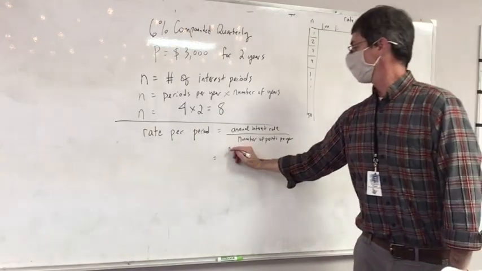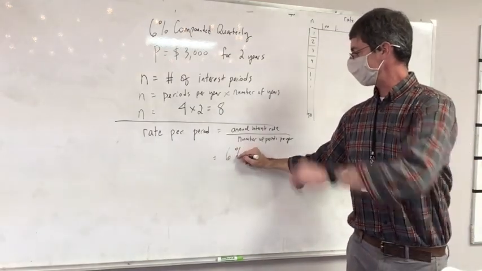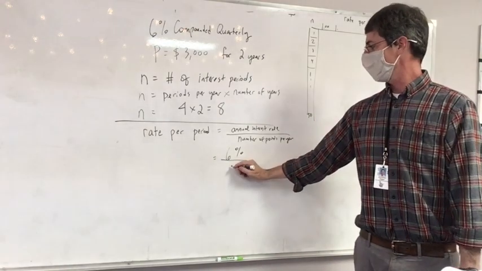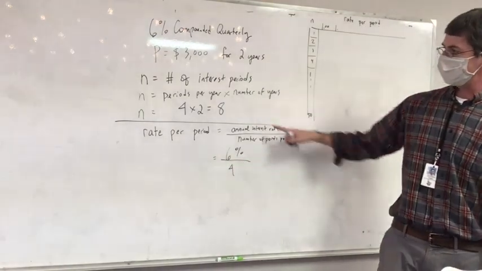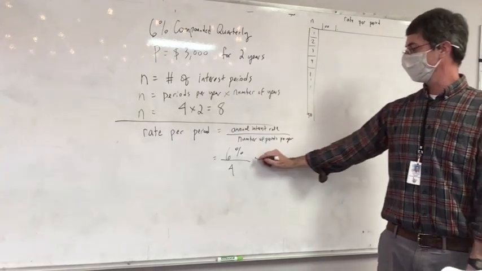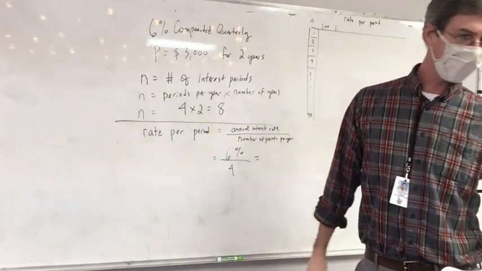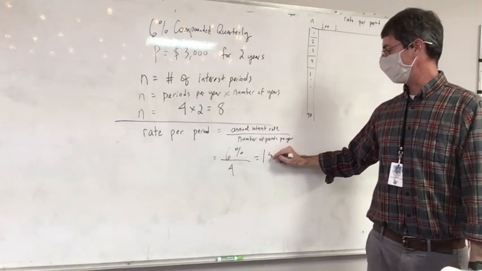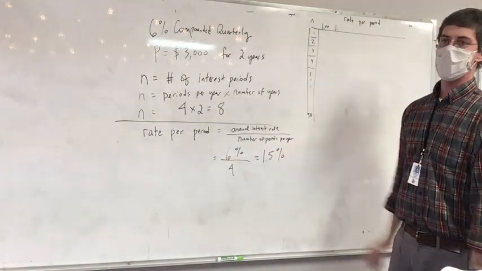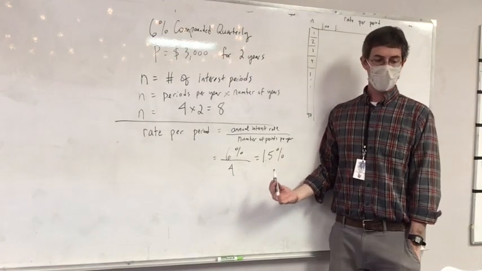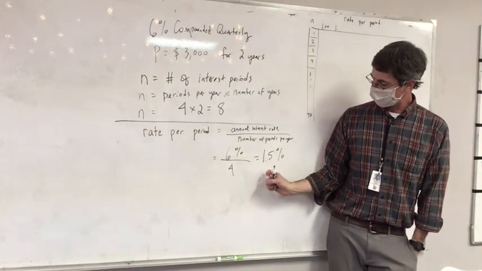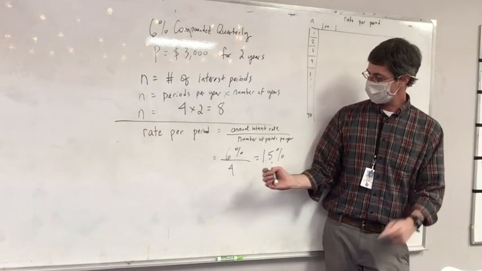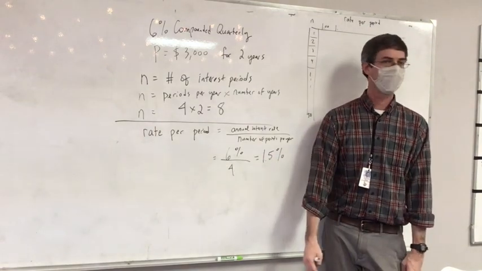Okay? So the annual interest rate is 6%, and how many periods are there per year? 4. There are 4 per year, right? There's 8 total, but 4 per year. So this is going to give us 6 over 4, which is 1.5%. What this means is that every quarter we're going to earn 1.5% interest. Because if you did it for a year, you'd have 4 of those, and that would be 6%.